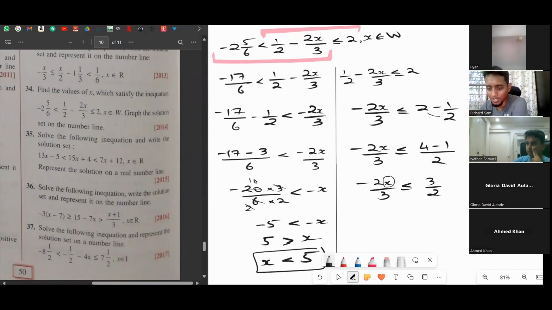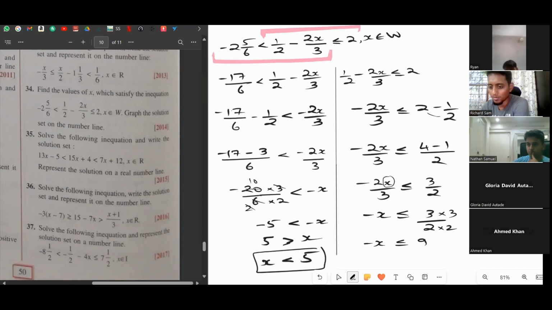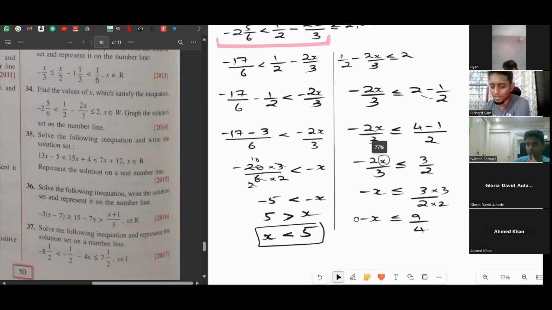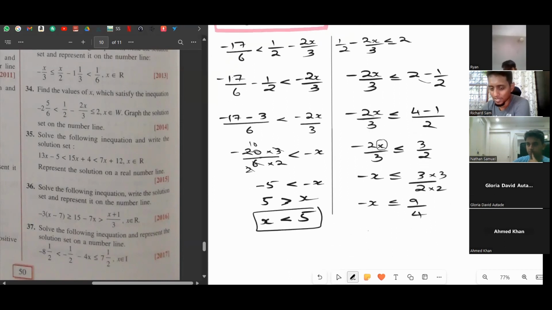Now keep the x over here, move the numbers on the other side. Leave the minus also here. So minus x, we leave it here. And this 2, where will it go? Down. That 2 will come here. And this 3 will go on top. So that's minus x is less than equal to 9 upon 4. Is that what you got? And then minus you have to remove. So if you take the minus on the other side, you'll have x is greater than equal to minus 9 upon 4.